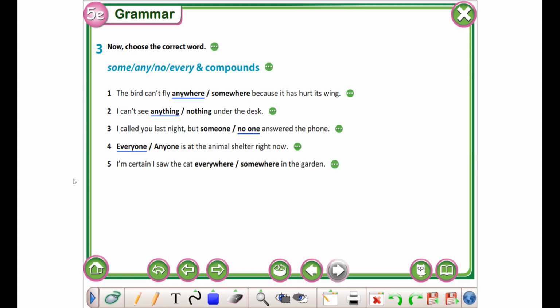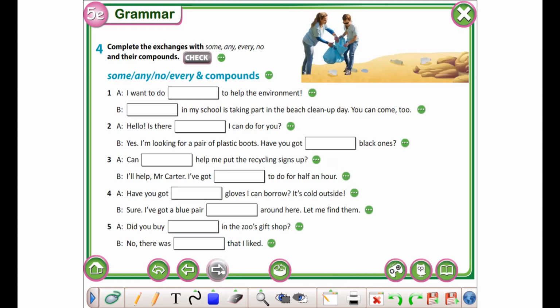Okay. I'm 13. I saw the cat somewhere in the garden. Yeah, somewhere in the garden. Okay, let's continue with the next one. Sami, could you continue? Choose one of the words in the gaps. Okay. I want to do something to help the environment.